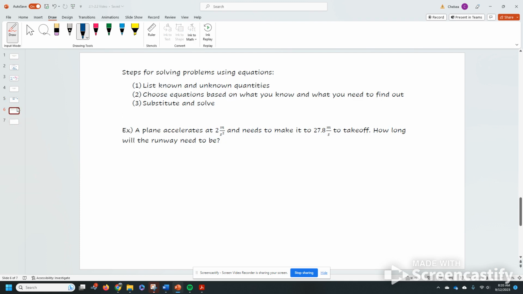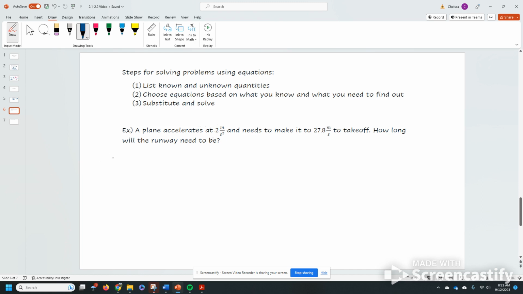So, steps for solving problems using these equations. First, I'm going to recommend that you list your known and unknown quantities. And then we'll choose the equations based on what we know and what we need to find out. So there's 3 equations, but some will be useful and some won't be. Pick the one that works and we'll substitute and solve. So let's do a couple examples. We have a plane that accelerates at 2 meters per second squared and needs to make it to 27.8 meters per second to take off. How long does the runway need to be?